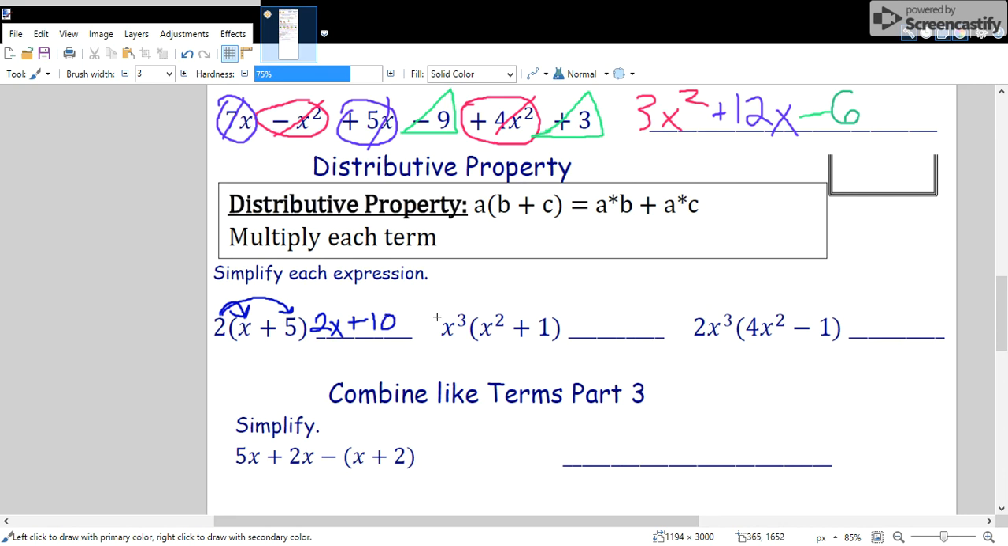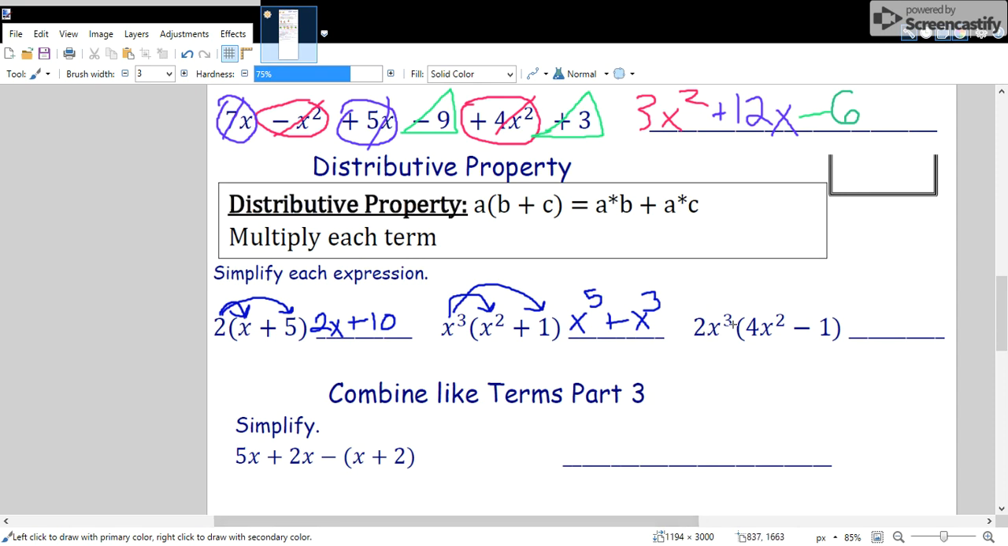That's it. Now we have x cubed, parentheses, x squared plus 1. Distribute, multiply each term. X cubed times x squared has 5 x's in it, so it'd be x to the 5th power. Now let's distribute to the plus 1. We have plus x to the 3rd power. Let's look at the next one.